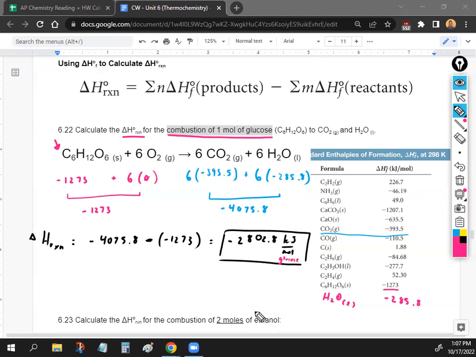For glucose, it's negative 1,200 for the standard information, but it's negative 2,800 kilojoules per mole of glucose combusted, if you guys want to get more specific.